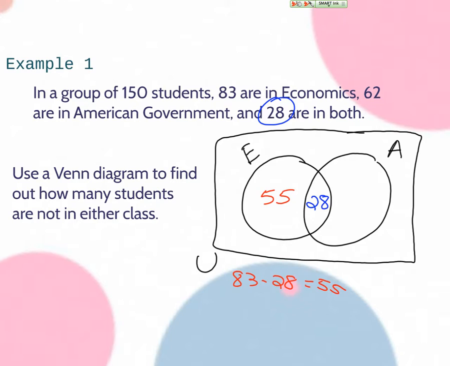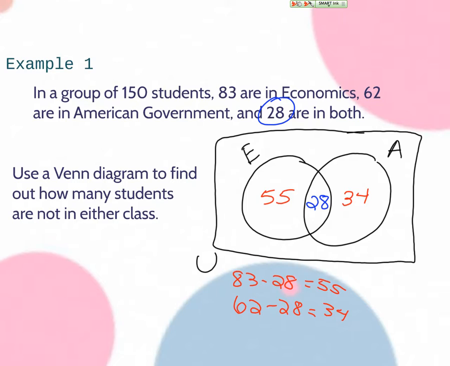Reviewing from Tuesday. And I can take that same approach for government. If I take 62 minus 28, I end up with 34. So there's 34 students that are only in government, not also in econ. Are there questions about that?